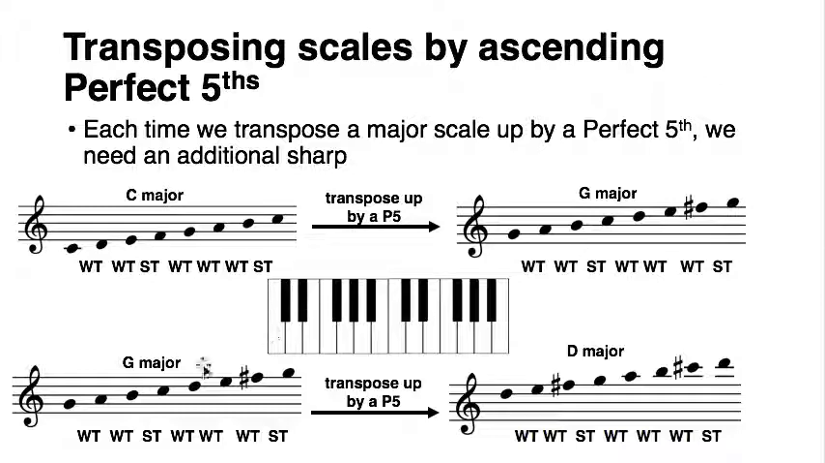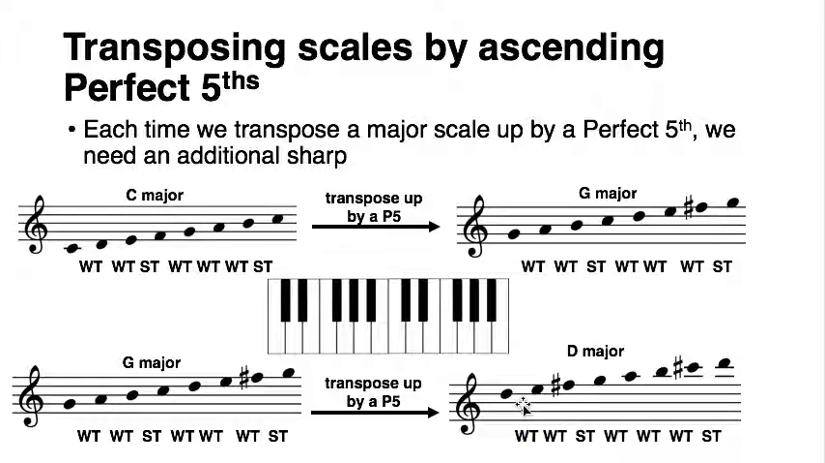Now, if we transpose G major up by a perfect fifth, so we get the pattern of whole tones and semitones of a major scale and start it on a perfect fifth above that, D, right? What will happen?